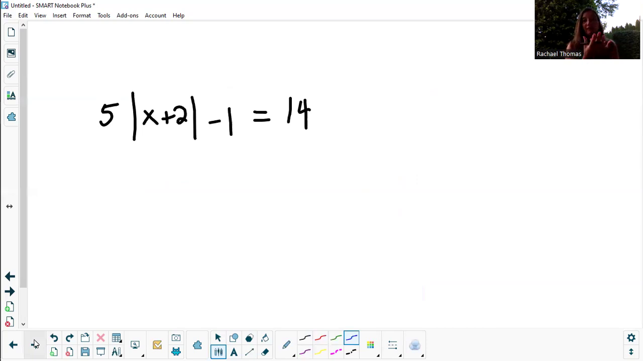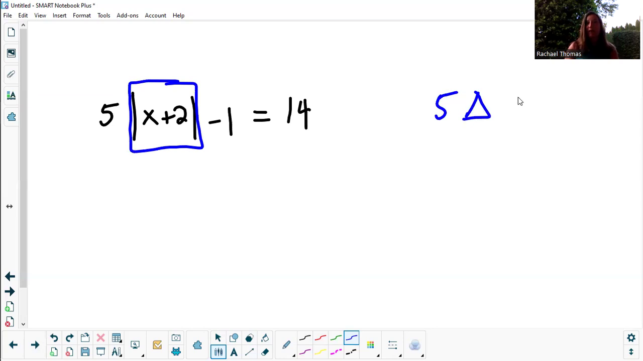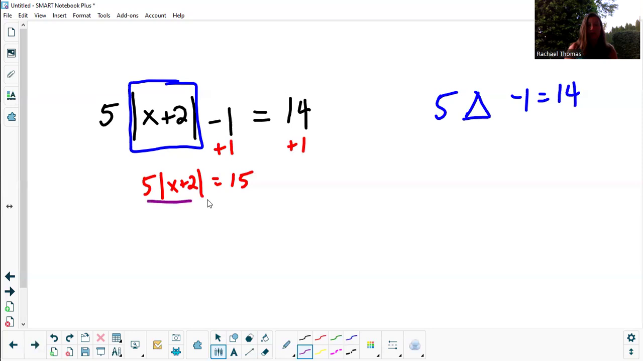Now, sometimes we get junk that's outside of the absolute values. And in this case, we're going to treat this as our primary goal. We kind of have to reframe what we think the variable is for a minute. I've got 5 times, let's use a triangle, 5 times something minus 1 equals 14. And the first thing I've got to do is isolate that thing. I have to do some algebra so that I get to a point where I have absolute value of stuff equals a number. I'm going to treat all that absolute value stuff as its own variable and try and get it alone. And I've got the 5 on the outside. We're going to divide by 5. That gives me absolute value of x plus 2 equals 3.